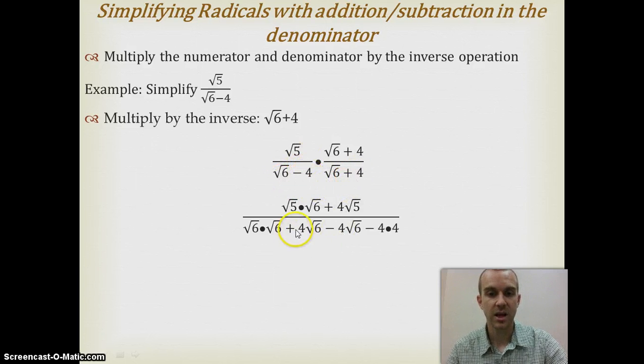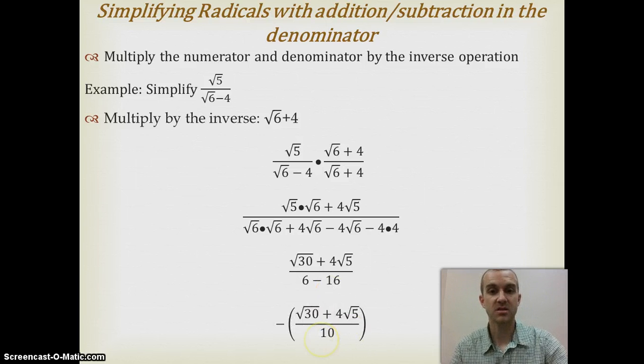And what happens, you see here, is the 4 square root of 6 and the negative 4 square root of 6 cancel each other out. And then square root of 6 times square root of 6 is 6. So I end up with the square root of 30 plus 4 the square root of 5 over 6 minus 16. And that's going to give me a negative 10 in my denominator, so I'm just going to pull that negative out front and put everything else in parentheses.